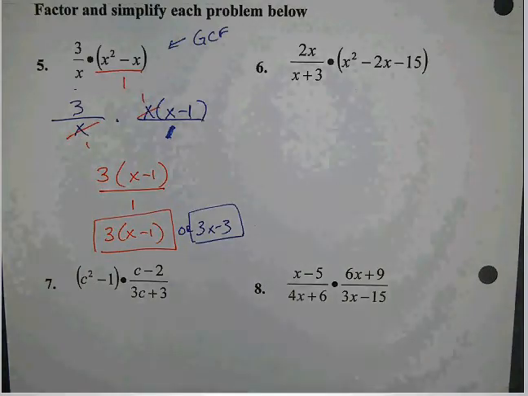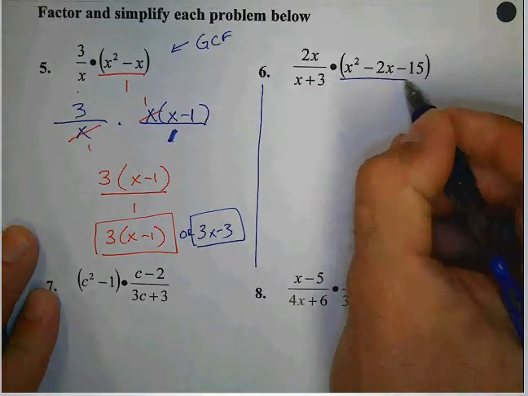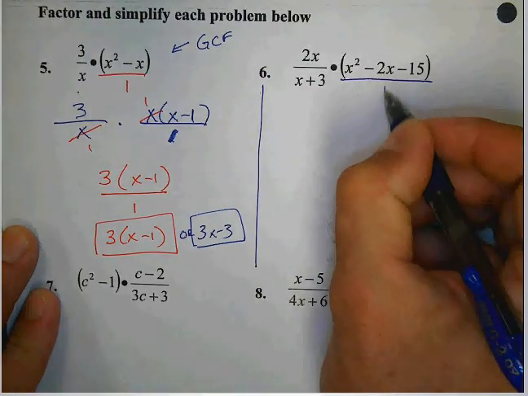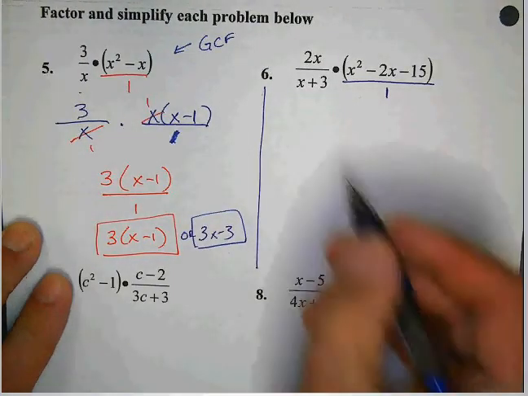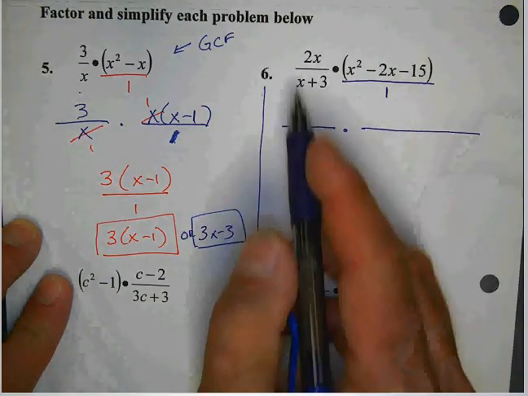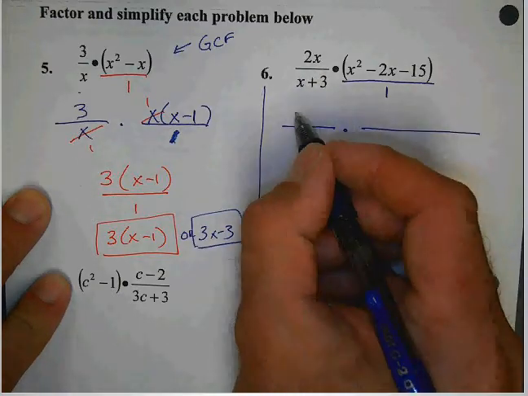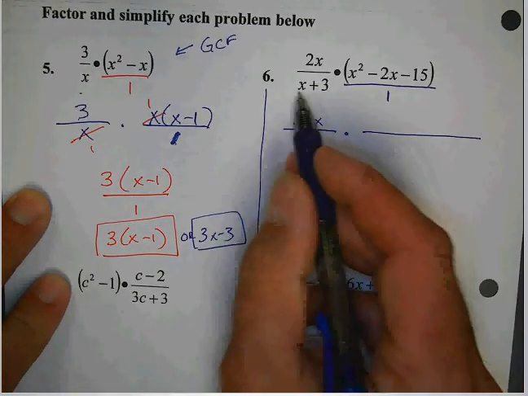All right, number 6. First thing, take this whole big long parentheses and put it over 1. Now, I need to teach you some shortcuts here. Does the 2x factor? I guess 2 times x. Does the x plus 3 factor? No.